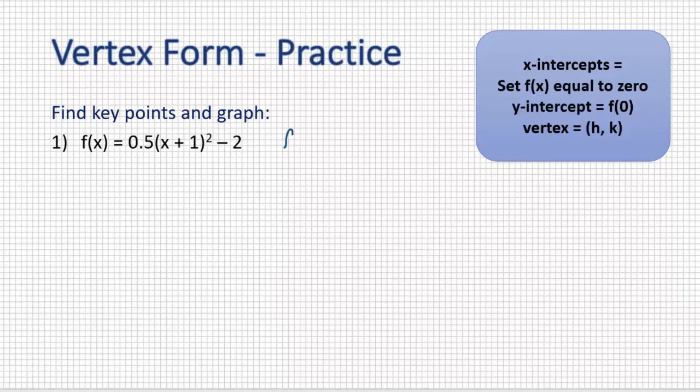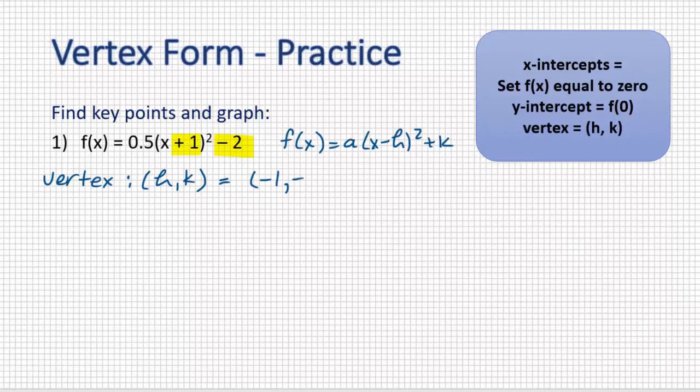This function is given in vertex form, where f of x is equal to a, x minus h all squared plus k, and therefore our values for h and k are 1 and -2. We do need to remember that the vertex is the value of positive h and positive k, and we're subtracting h in the base equation. So in this case, the value for h will actually be -1, and the value for k is -2.